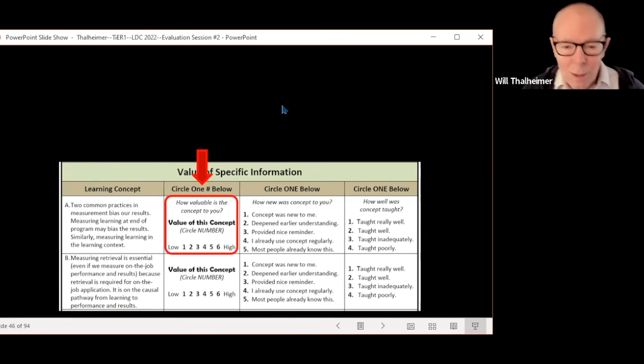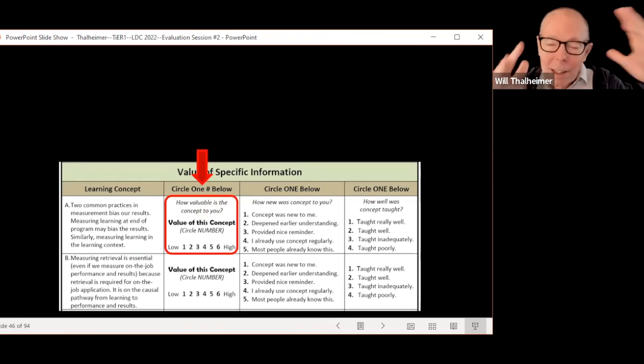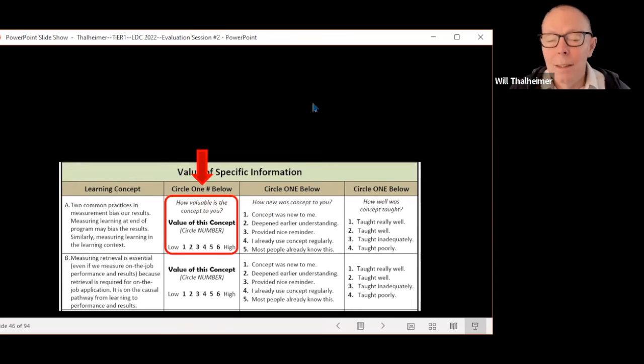But then I asked this question, how valuable was the concept to you? And I hate that question. It's too fuzzy. Well, valuable in what way? It doesn't get the learner to think any particular thing. And so then when they give us an answer, we don't know what particular thing they're thinking about. So we don't really know what the data means. Also, numeric data is even fuzzier than Likert-like scales. So I don't like that.